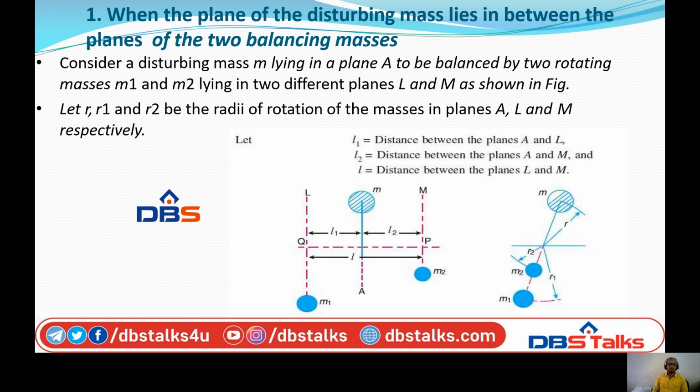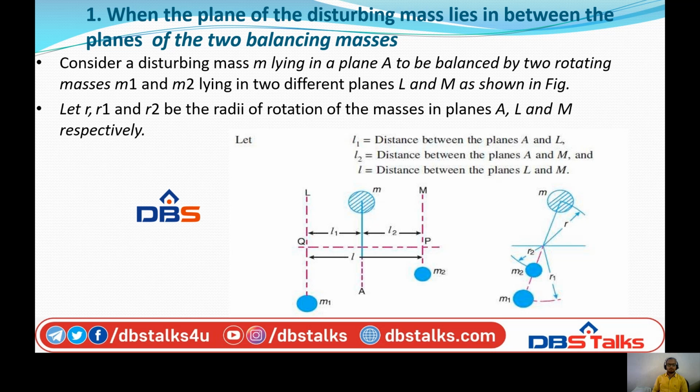Let R1, R2 be the radii of rotation of the masses which are kept in the planes L and M respectively, and R be the radius of rotation of the balancing masses. Let L1 and L2 be the distances between the plane A and the planes L and M, and L is equal to the distance between the two different planes L and M.